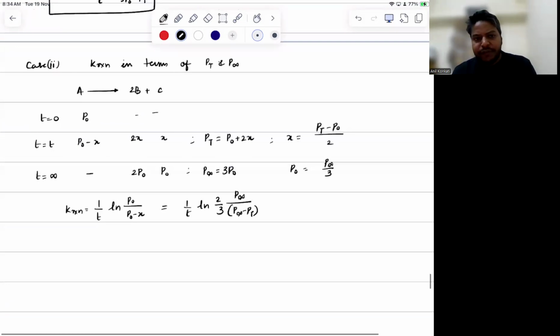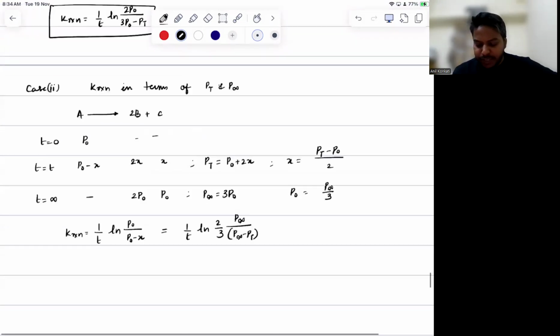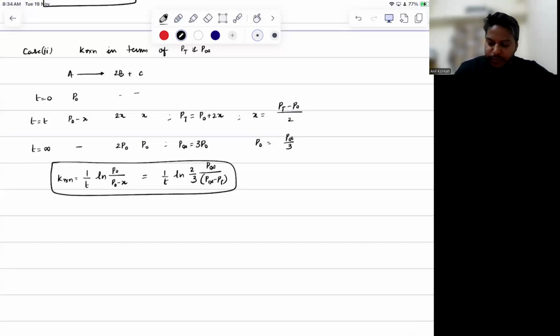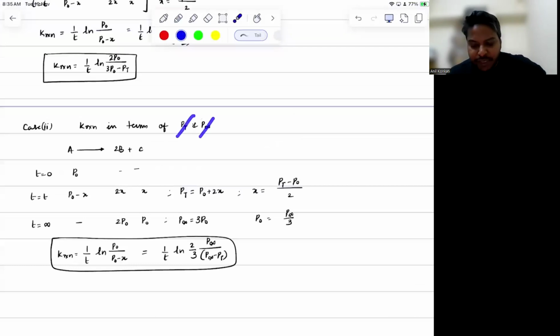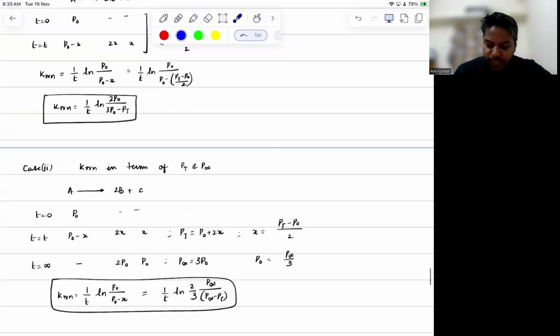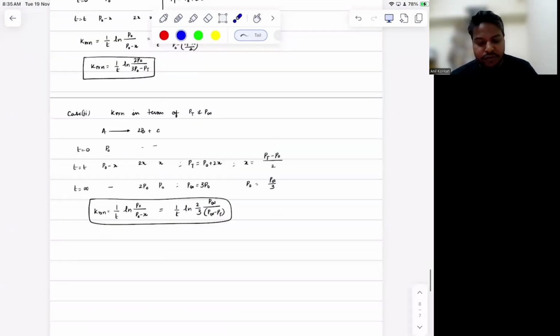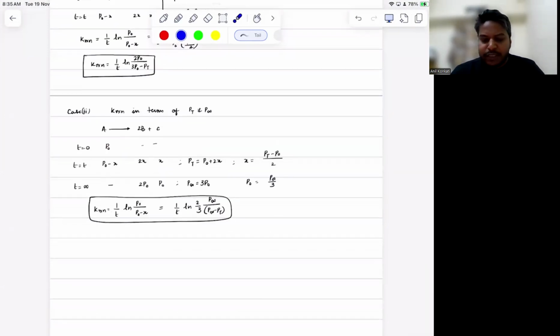These are very, very standard questions, guys. Please learn it. So how we can relate K of the reaction in terms of Pt and P infinity, while here it is P naught and Pt. There are other cases also, but like I said, I'm touching all the important ones. If you get an idea how to try this out, you can check out other cases as well.